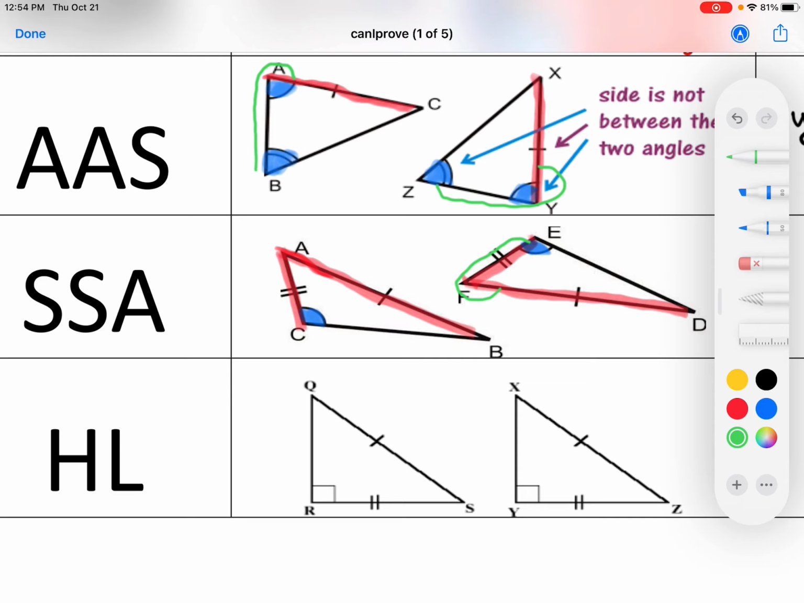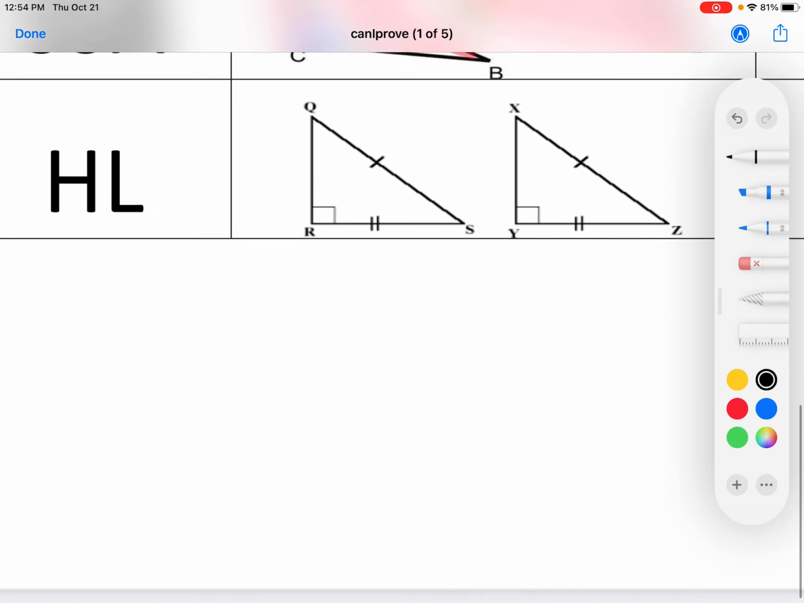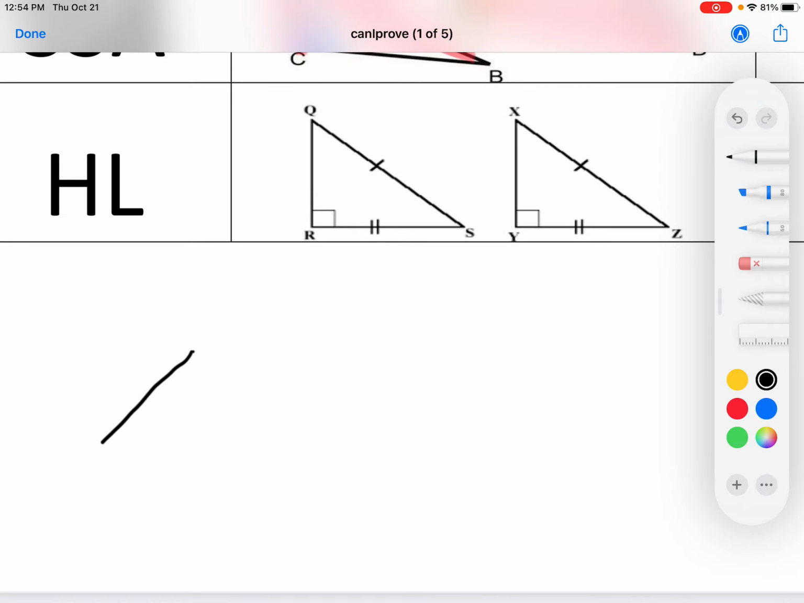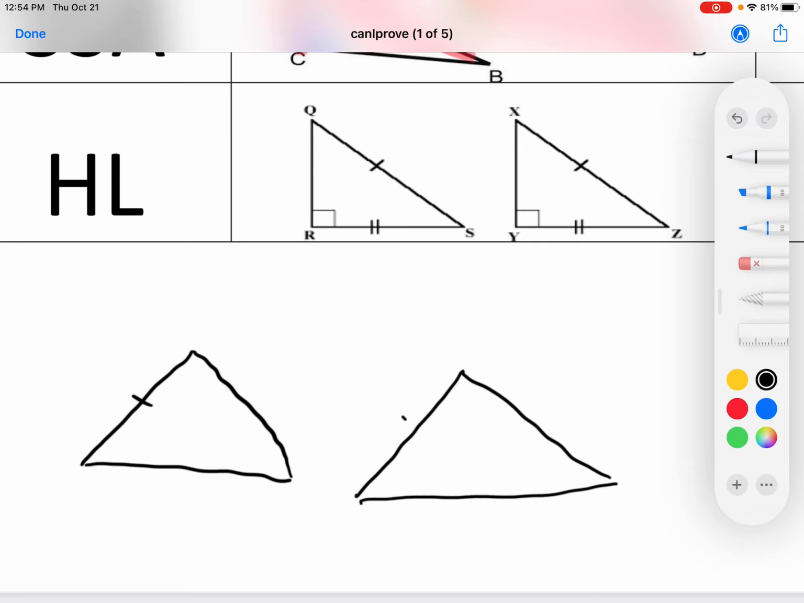I want to draw y'all an example on here. You don't have to draw this on your own paper, but I do want to show you something here. Let's say that we had two triangles like this. We've got two congruent sides. You know what? That's not very good. Let me try that again.